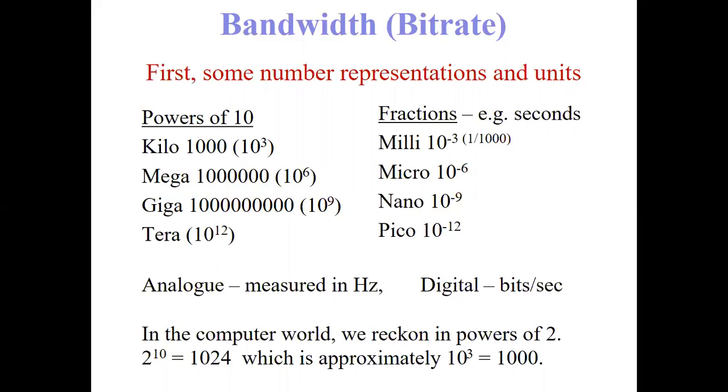Then we've got the fractions. We have the analog, which is measured in hertz. It's the clock rate of a computer, measured in hertz. Hertz is speed. Then we have digital, bits per second. So in the computer world, we reckon in powers of 2: 2 to the power 10, 2 to the power 20, and so on.